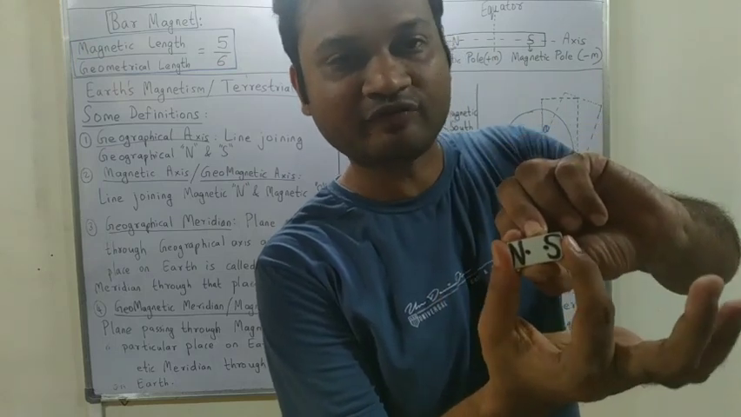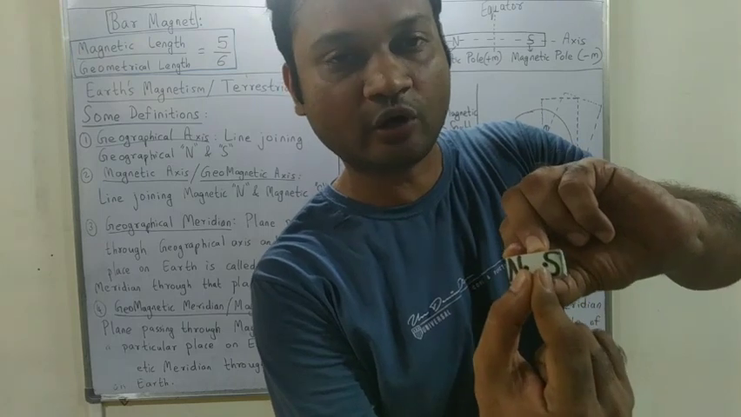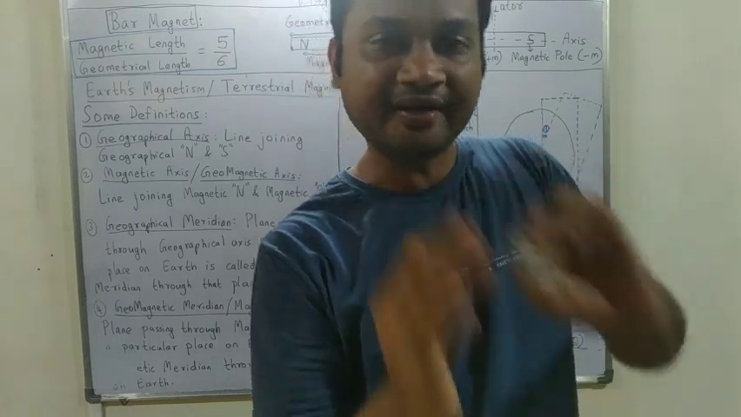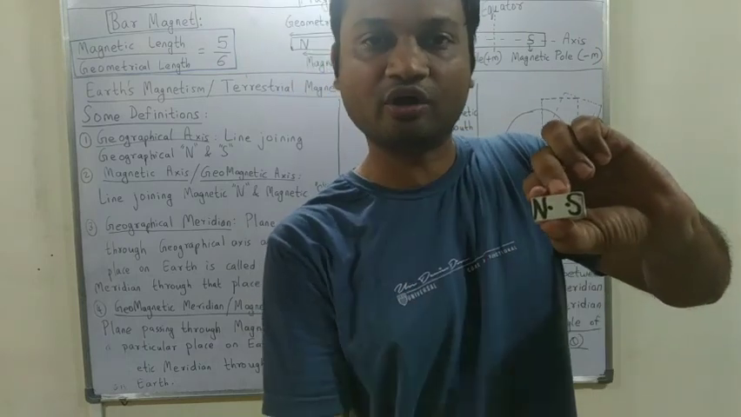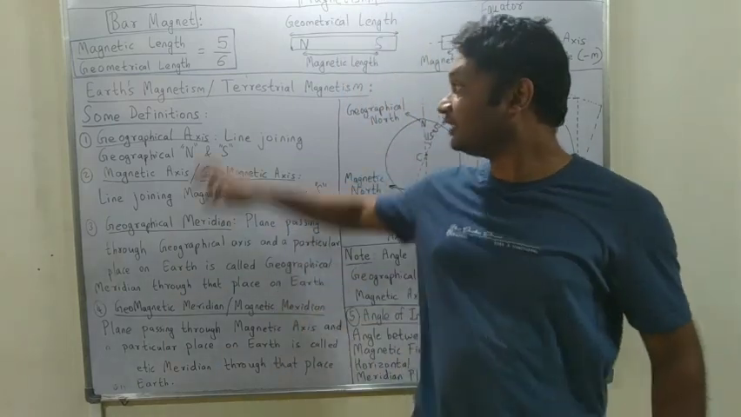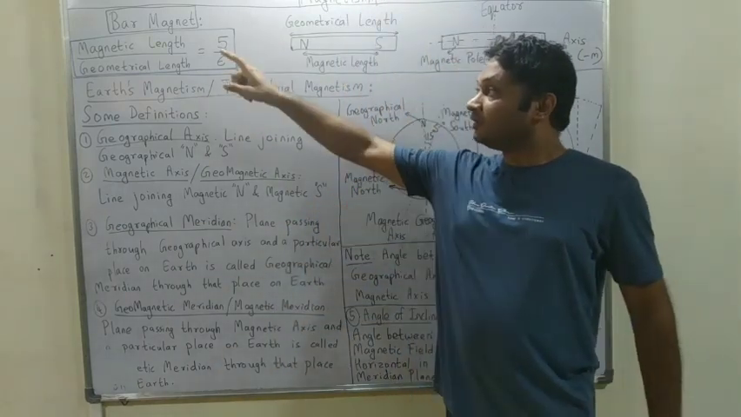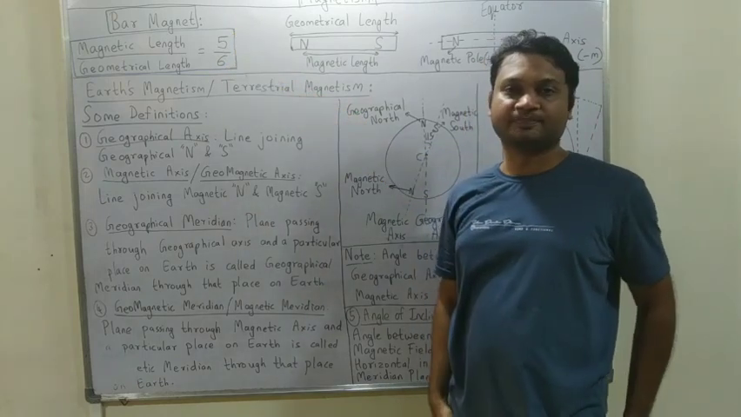If the total length of the magnet is 12 centimeter, then the distance between North and South Pole is 10 centimeter. The ratio of magnetic length upon geometrical length is a constant for a bar magnet, which is 5 upon 6. That is what I have written: magnetic length upon geometric length is equal to 5 upon 6.